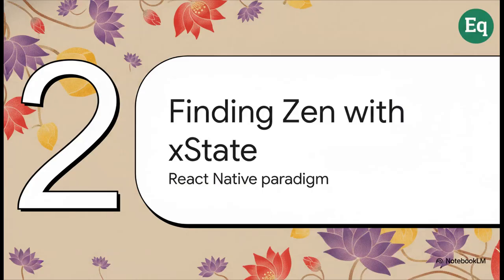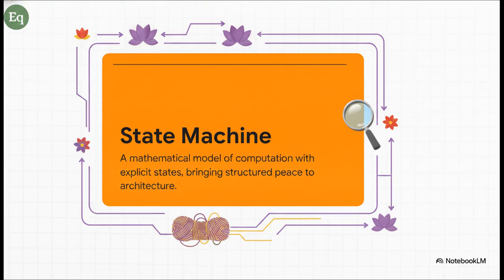Moving to Section 2, finding Zen with XState. This is a massive paradigm shift for React Native. So what is it? A state machine is basically just a mathematical model of computation with explicit, strictly defined states. The rule is simple. You can only be in one state at a time. You're either loading, or you're idle, or you're in an error state.